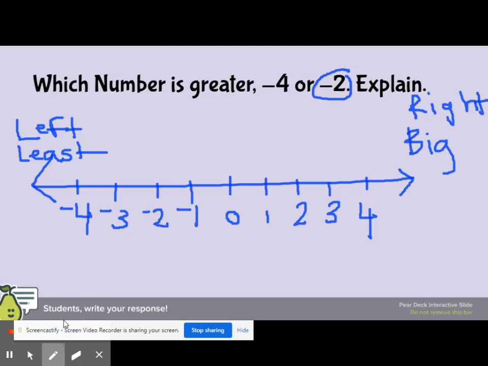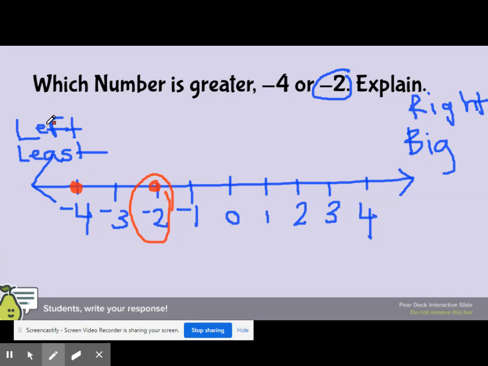So if I were to put, I guess I want to use red, if I were to put -2 right here and -4 right here, -2 is greater because it's further to the right. The numbers that are to the right are the bigger numbers. -4 is the least because it's furthest to the left. It's the furthest below 0.